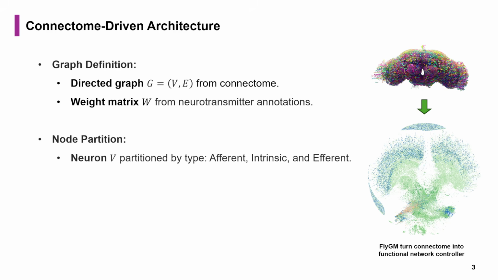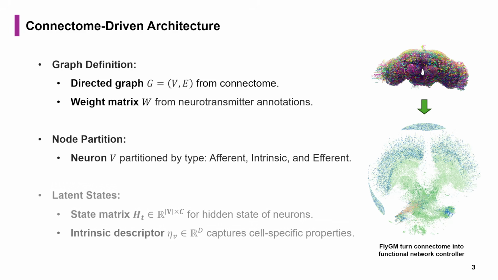Neurons are split into 3 groups: afferent neurons for sensory input, intrinsic neurons for internal computation, and efferent neurons for motor output. Each neuron also has a small set of trainable parameters we call an intrinsic descriptor, which captures cell-specific properties, like excitability and gain, that the connectome data alone doesn't tell us.